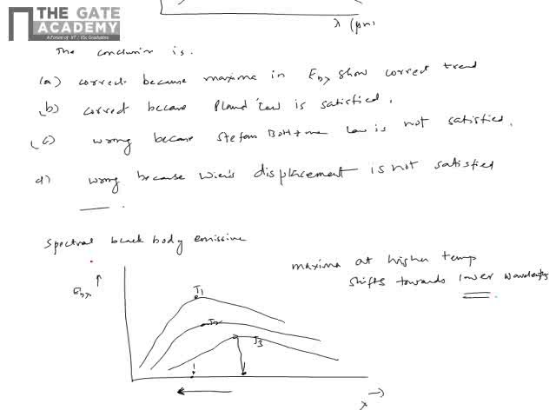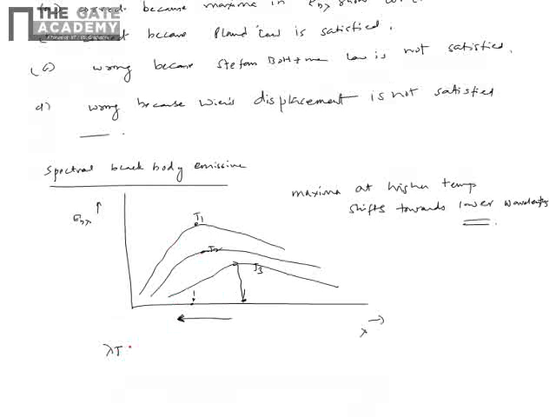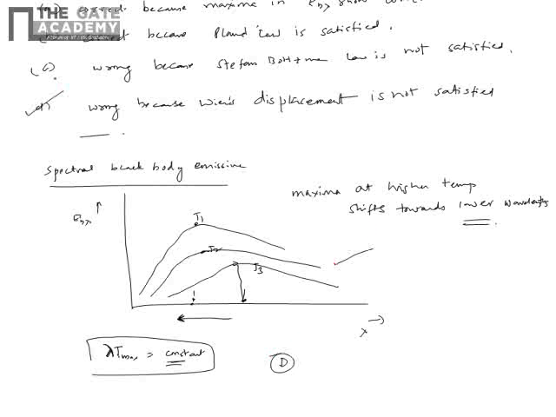So this is your actual graph, and it is governed by the maximum. All these maximum points are governed by lambda T max being constant, and that is Wien's constant. I think the value is 2897, something like that, but this is how it should behave. Lambda max times T is constant. That means as temperature is increased, lambda shifts towards the left. So what is wrong is that Wien's displacement law is not satisfied. The answer for this is D, and this is the correct figure.